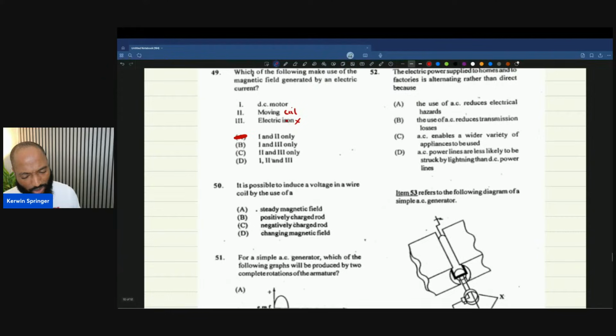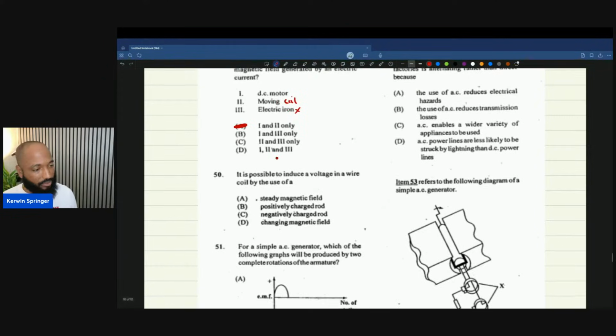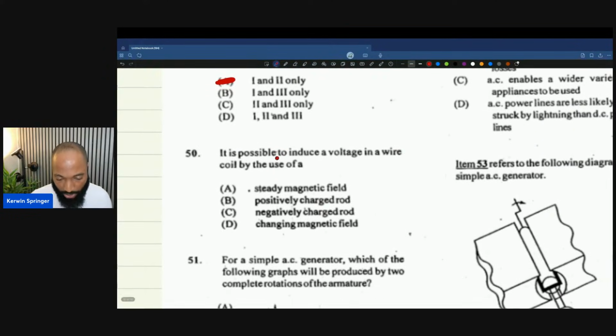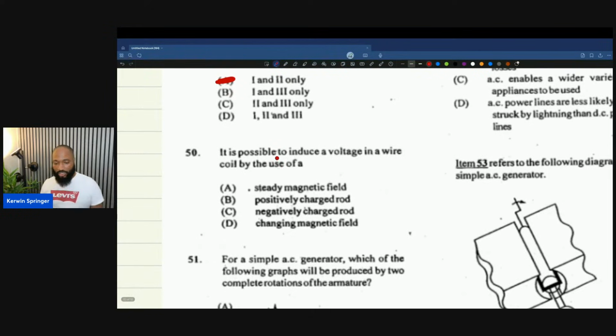Not too sure this question will show up again, but I remember this error from the print. It is possible to induce a voltage in a wire coil by using a steady magnetic field and using a voltage, right?